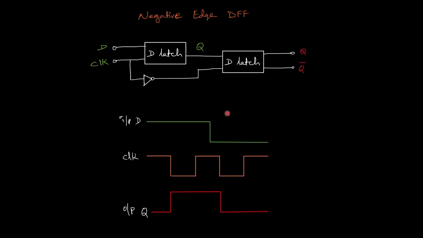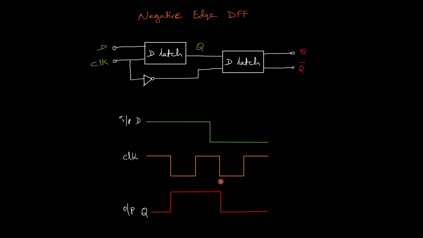If we simply interchange the clock phases, the output now updates at the falling edge. This gives us the negative edge triggered D flip-flop. The concept is exactly the same, only the triggering edge changes. Here from this diagram we can see the output changes only when the clock goes from high to low.